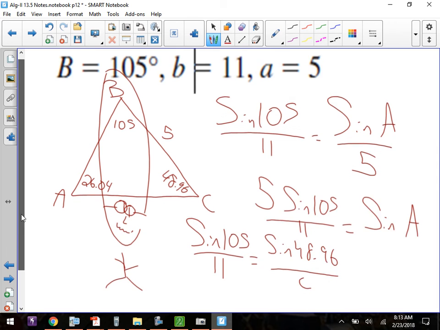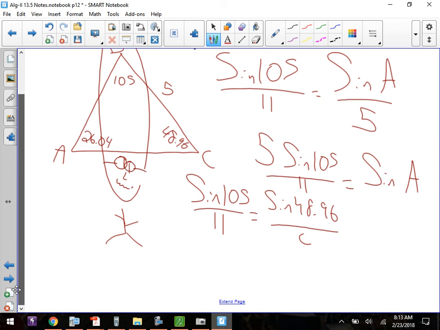I know, not really. So let's see, 11 sine 48.96 divided by sine 105. 8.59. And once again, I look at it and say, hey, do those sides and stuff match up okay? Yes.